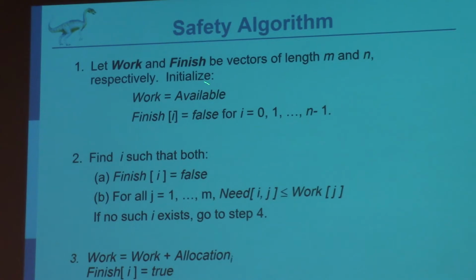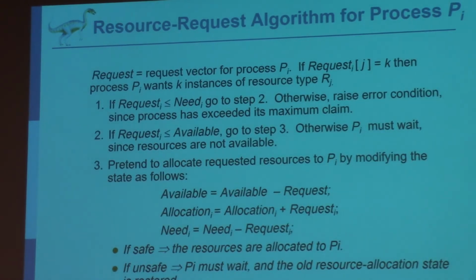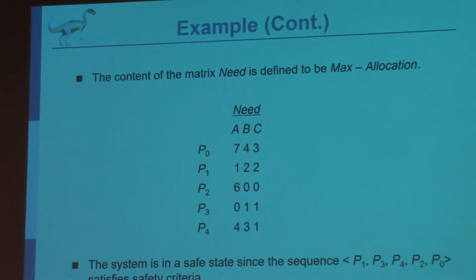For each i, we find the work and finish, and set finish to false. False means it's not terminated yet. Then we need to find a need that is equal to or less than work, and so on. Then finally we can find the sequence. Okay.